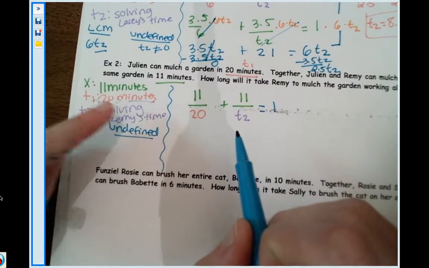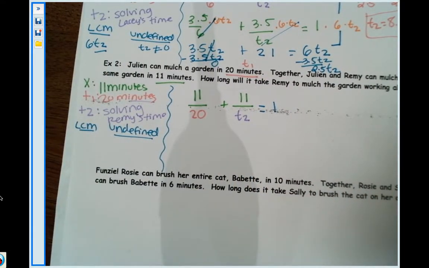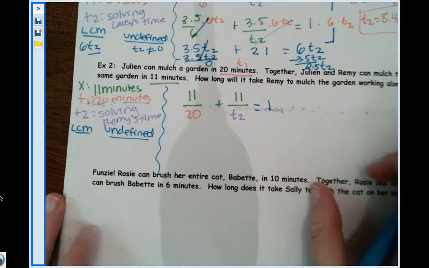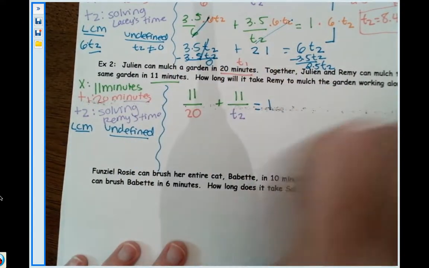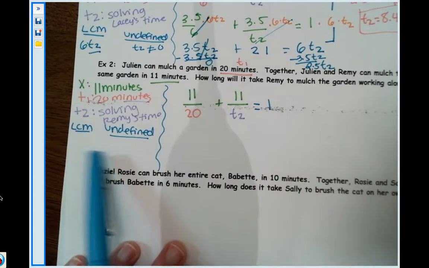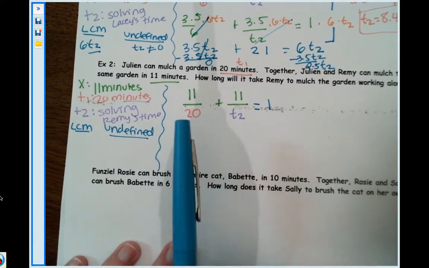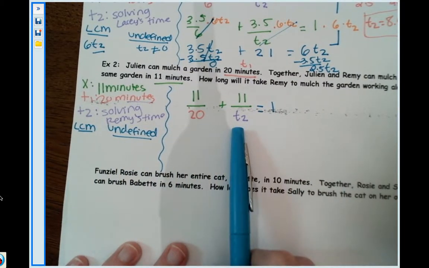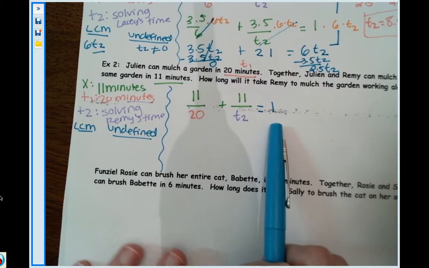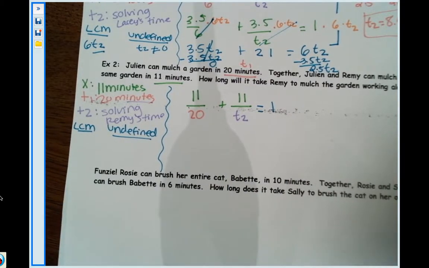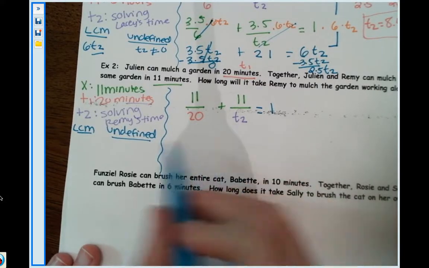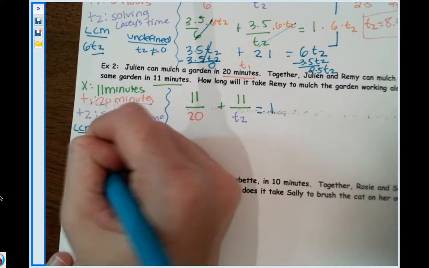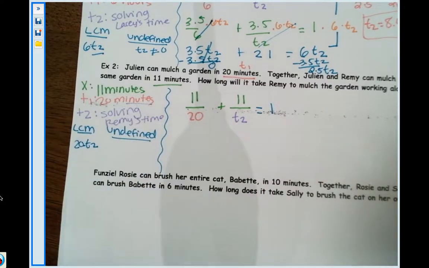Alright, so before we get going, we need our LCM. So I'm going to grab one of every single thing I see in the denominator, and I'm going to put it in the LCM, which I spot a 20, a t sub 2, and this one doesn't have a denominator, so that one I could care less about. So I'm going to put 20 and t sub 2 in our LCM, which is just going to be 20 times t sub 2, or just 20 t sub 2.